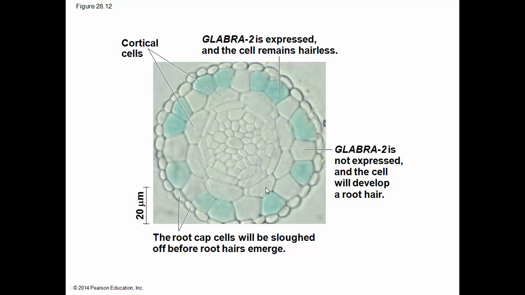So you can see where the root cells will be sloughed off before the root hairs emerge here in this location, and these are the cortical cells. So this is where they have a certain amount of contact between these glabra cells and the cortical cells, that will cause those to remain hairless. And where the cells are in between the cortical cells, that's where they will develop root hairs.